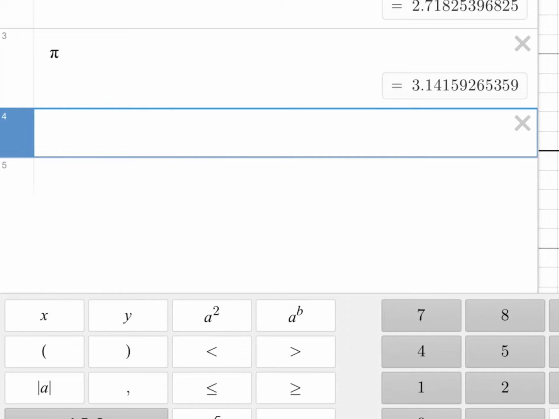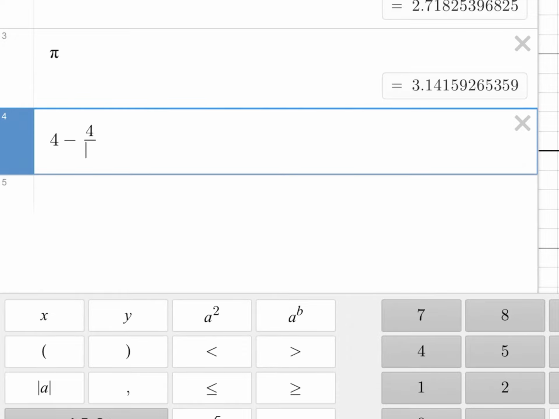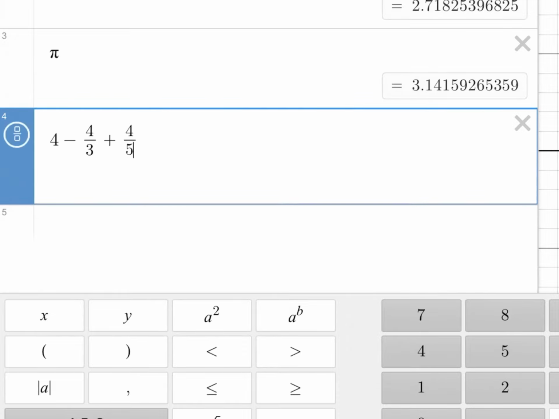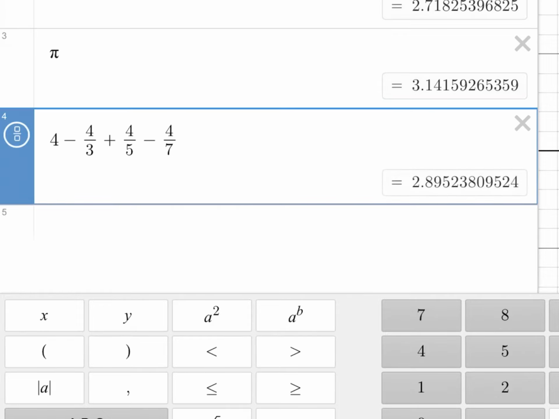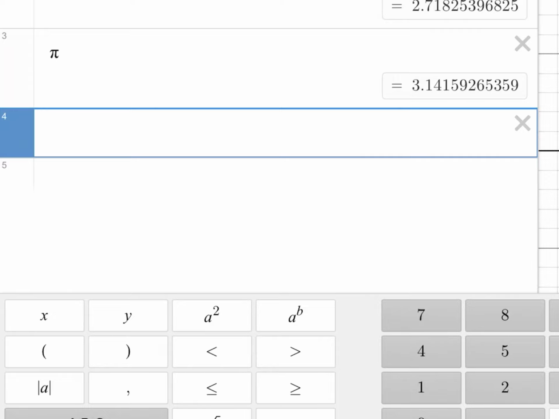Let's create this series. If you're doing it term by term, 4 minus 4 divided by 3 plus 4 divided by 5, you're going to see it actually converges very slowly. It's going to take many, many terms to get to the point where we're actually close to pi. As I add more and more terms, it keeps dancing around pi, but honing in on pi. It's going to take too many to see this happen. So let's do a sum notation.